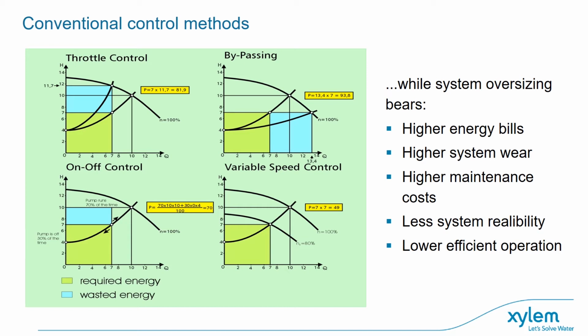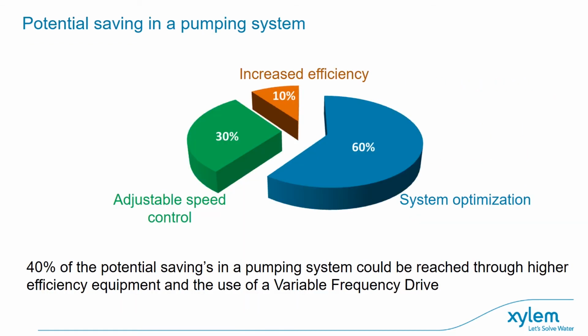By pumping to bypass, throttling the pumps back along their performance curve will obviously cause the pump to have a much harder life, a lot more wear and tear on the system. And with your traditional on-off control versus soft start, which a variable speed drive gives, you have a significant amount of start current, which obviously gives you a significant peak on your electricity supply for having pumps stop and starting constantly. So potential savings within the pumping system, up to 40% of the savings could be reached through using higher efficiency equipment and variable speed drives.